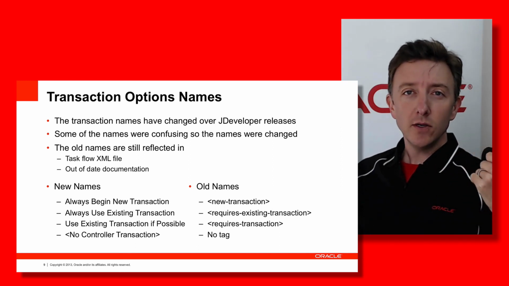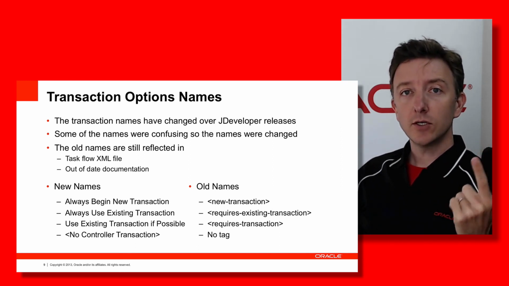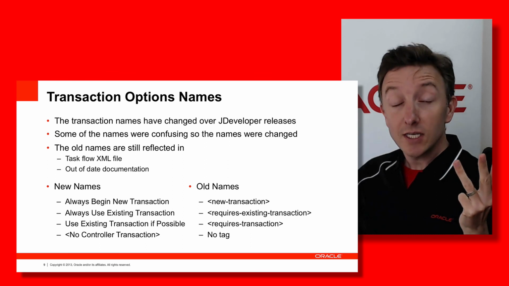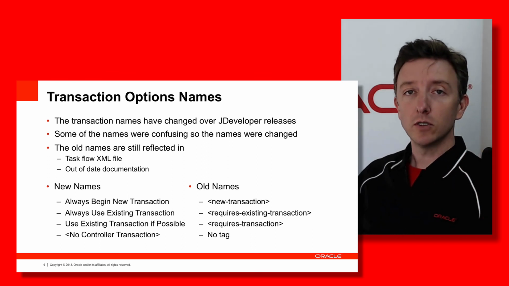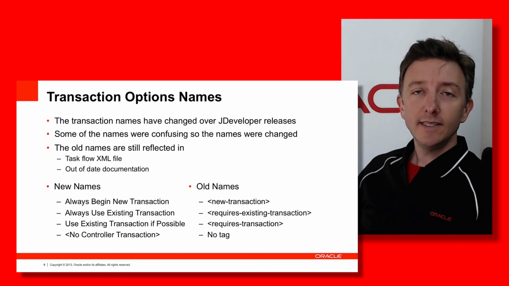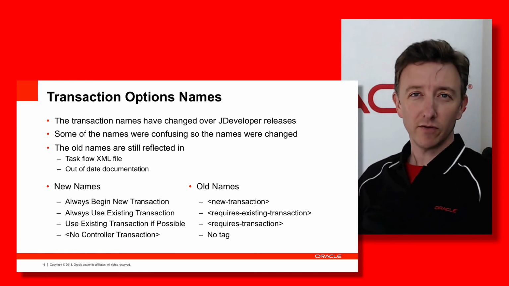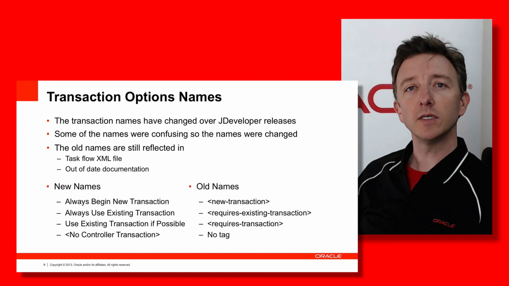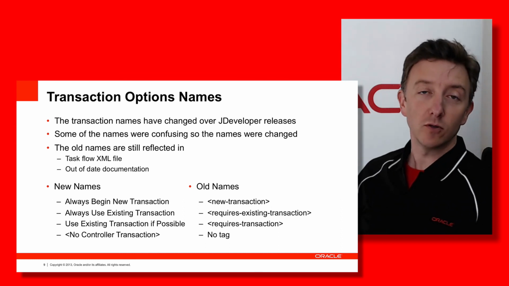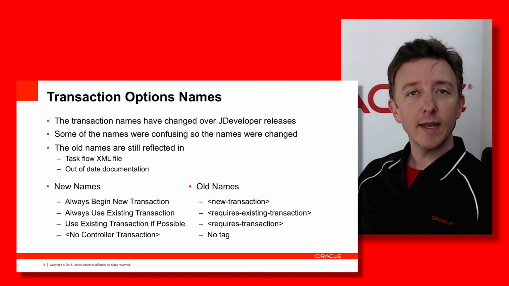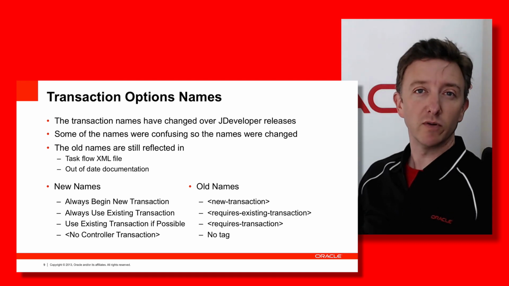There's always begin new transaction, always use existing transaction, using the existing transaction if possible, and no controller transaction. Now in the history of JDeveloper 11G, at one point these transaction options had different names and they got a little bit confusing, but Oracle saw, I guess, the folly in its ways and renamed some of those options, and I just referred to them there.